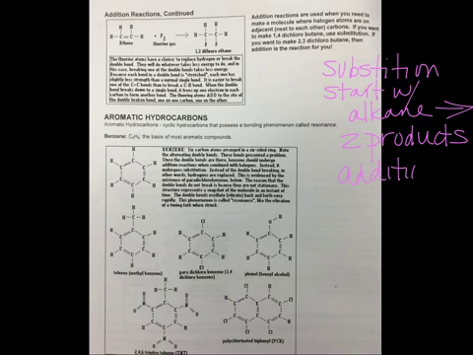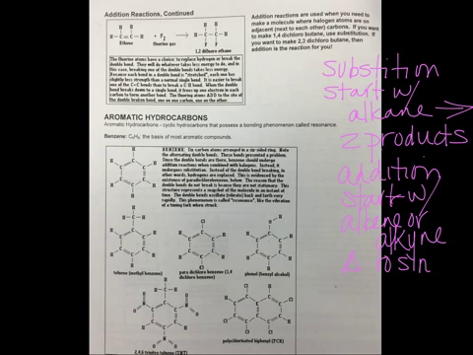In addition, we're going to start with an alkene or alkyne, meaning something with a double or triple bond, and then we're going to change it to single bonds, and we wind up with only 1 product.